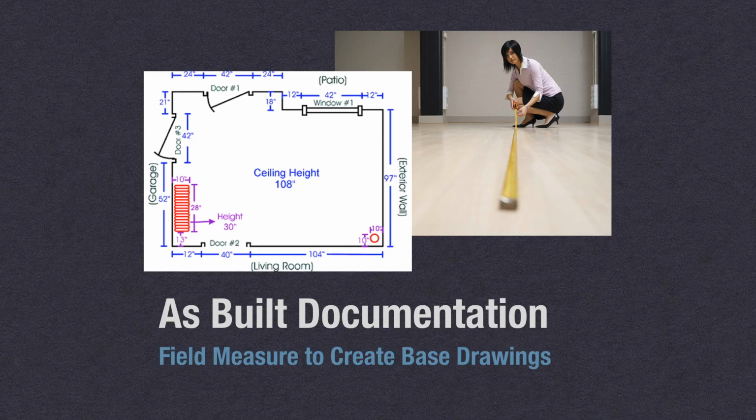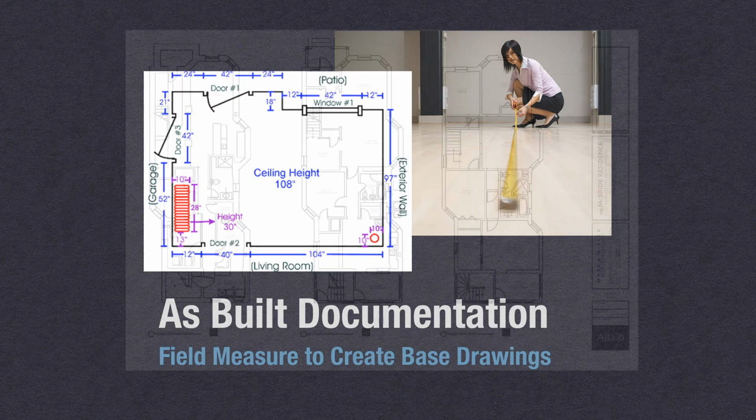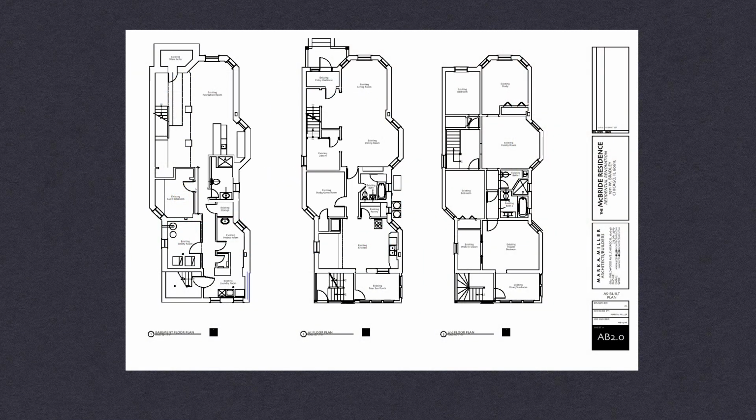So for renovation projects, our next step will be to come over to the property and field measure it accurately. We will produce a set of as-built drawings that will have all the existing floor plans, depending on how many levels of home there is. We will document the existing mechanical system and equipment, the existing electrical system, and the existing plumbing system.